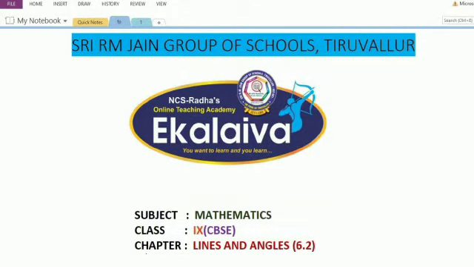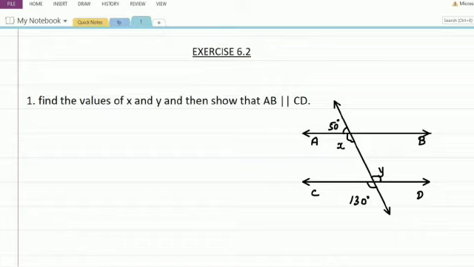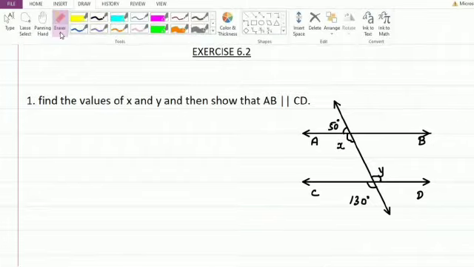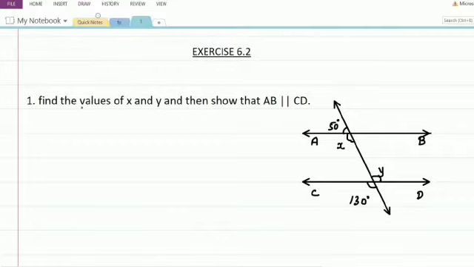Welcome to online class. Today we are going to see lines and angles, second exercise. First question. Find the value of x and y and then show that AB is parallel to CD. So here is our line AB and CD. They said we have to prove that AB is parallel to CD.